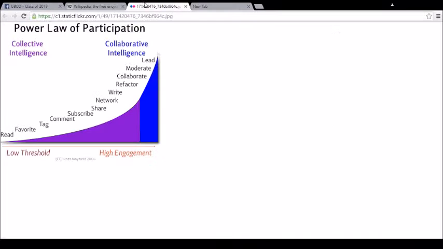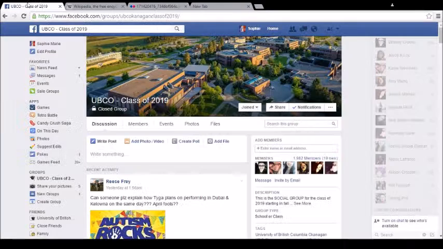The power of participation depicts the way citizens participate in this connected society. The infographic outlines that one can participate by reading, tagging, favoriting, subscribing, commenting, or sharing, and various other methods. To allow the audience a full understanding of these concepts, we shall demonstrate where these methods are most applicable: Facebook and Wikipedia.